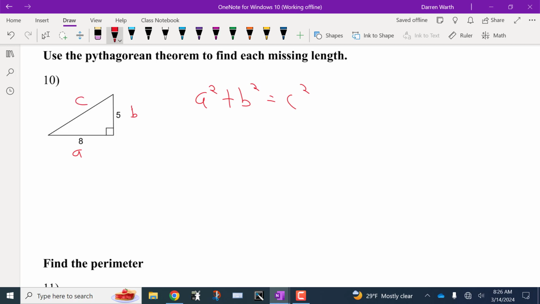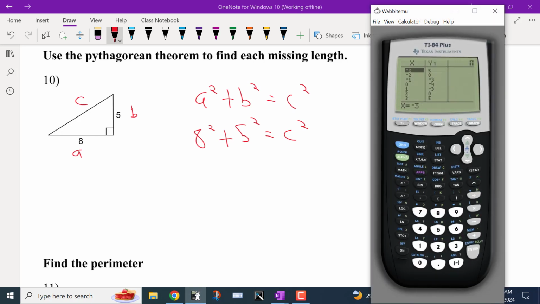So we want to go ahead and substitute those numbers in. We're going to substitute in 8 for a, so I got 8 squared. Substitute in 5 for b, so I got 5 squared equals c squared. Now let's find out what 8 squared is equal to. If you don't remember, you can just do it on your calculator. I know that 8 squared is 8 times 8, which is 64. 5 squared is 5 times 5, which is 25.